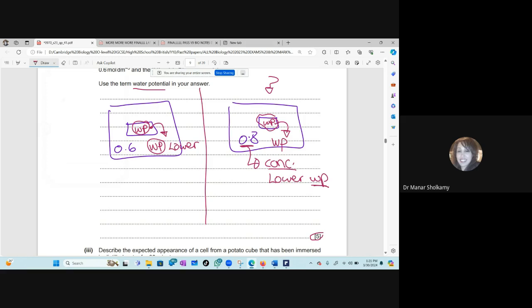So in both cases, water will move out. But in example A, less water will move out. And in example B, when the surrounding sucrose solution was more concentrated, more water will move out by osmosis. That is why it will shrink more. It will be more flaccid. Did you understand? The situations in both are the same. In both, the potato is in a concentrated solution, but one is more concentrated than the other. That is why the potato will shrink more than the other, because more water will move out.